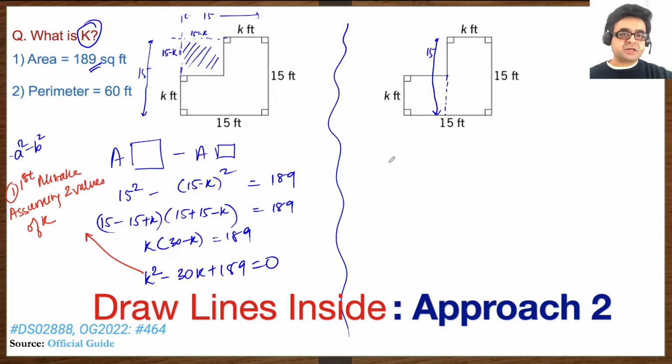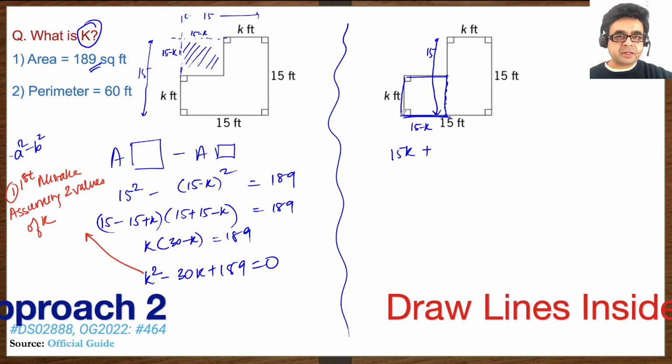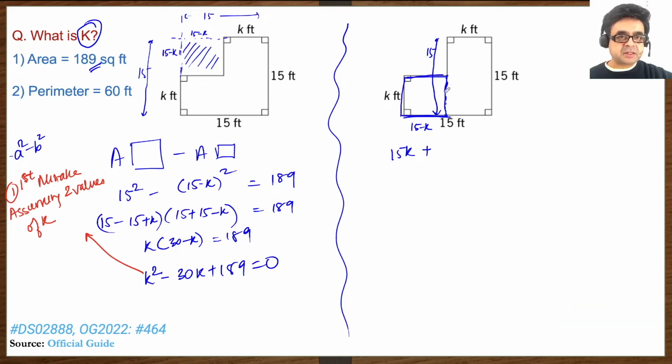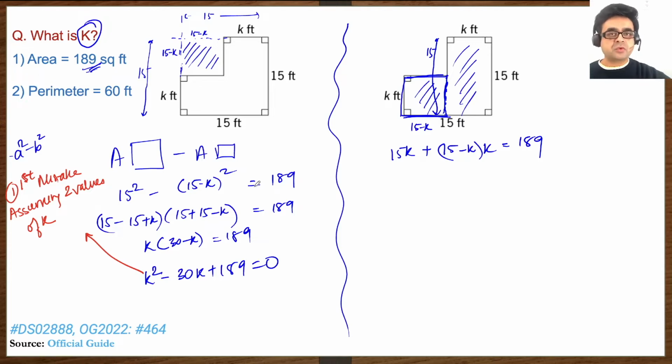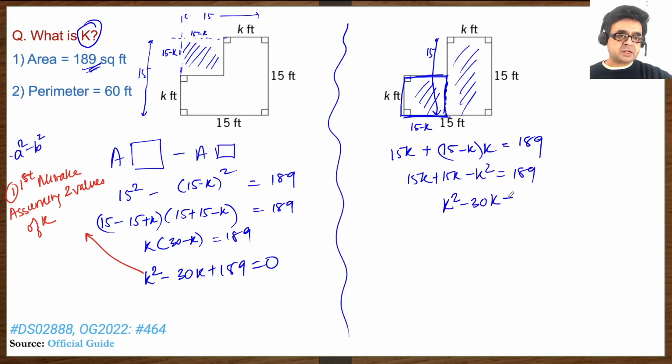The area of this rectangle would be 15k, and for this figure right here, this side would be 15 minus k, this side would be k, this side would be 15 minus k, and this side would be k. So this would be (15 minus k) into k equal to 189, right? Because the area of this plus this is the area of the overall figure, which also gives you k square minus 30k plus 189 equals 0.